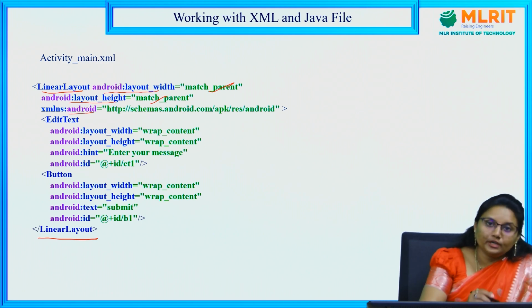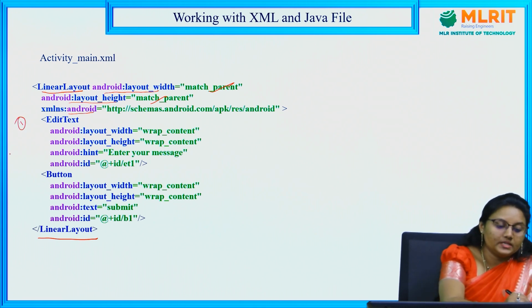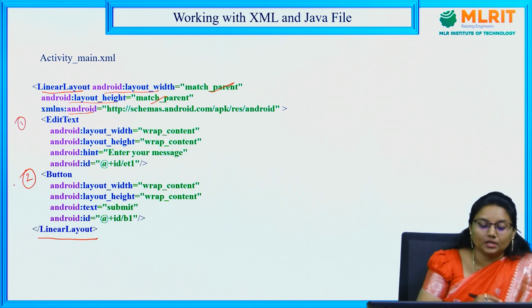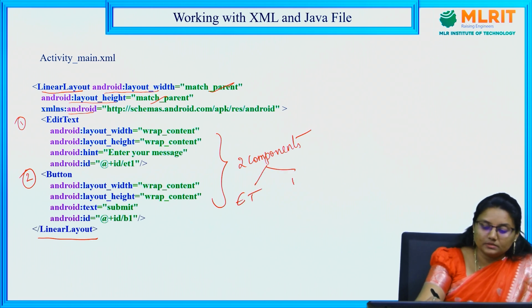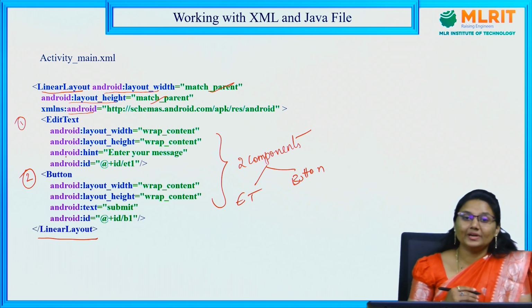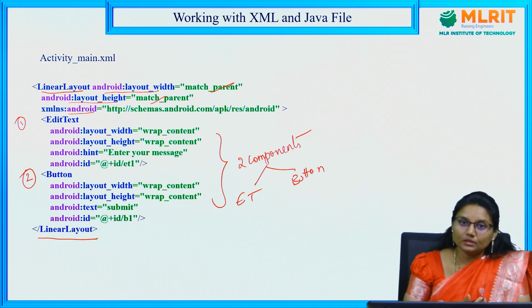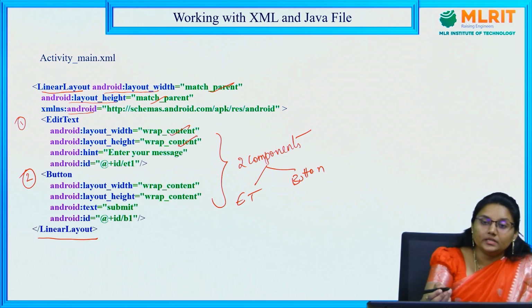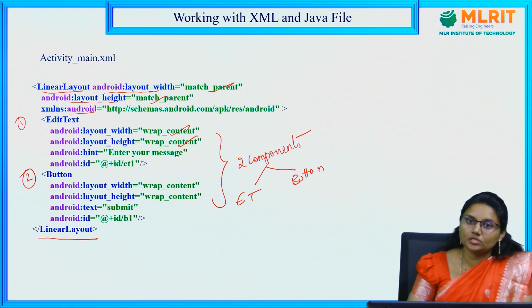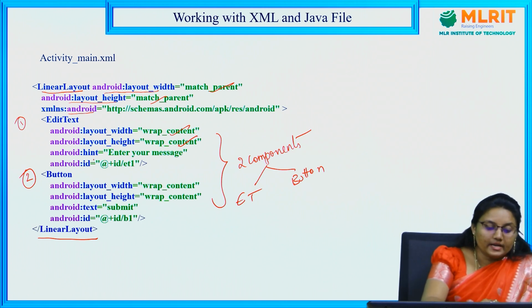Then two different components we have used. One component is the edit text, the second component is a button. These two components are used in this program. With edit text you can edit the text, you can give the text by entering it from the keyboard. Here we are giving wrap content: how much text you are displaying, that much width can be used by the application. Similarly, height also. And hint, enter your message.